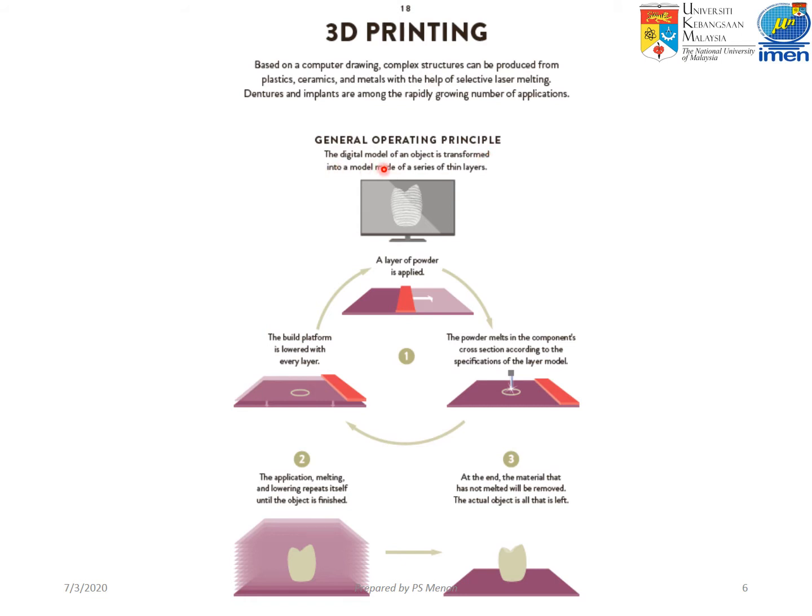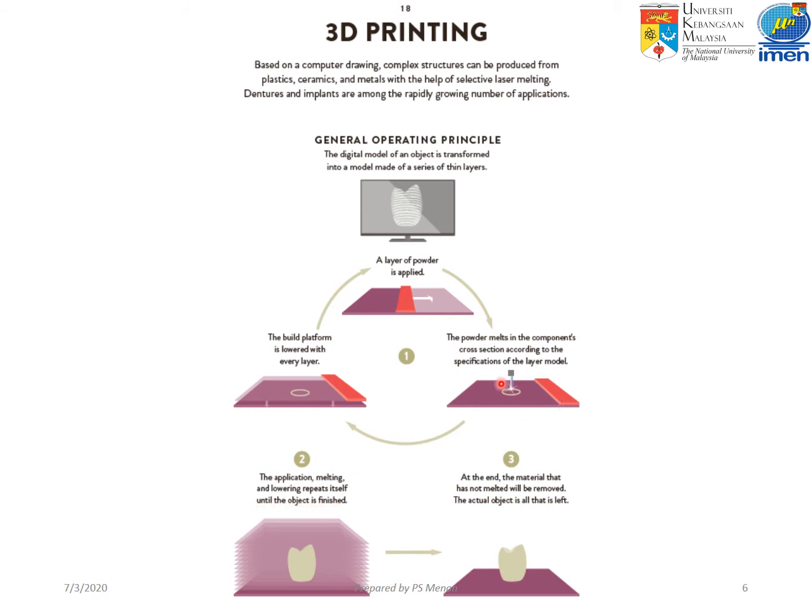The digital model of an object is transformed into a model made of a series of thin layers. First of all, a layer of powder is applied. The powder melts in the component's cross-section according to the specifications of the layer model, and then the build platform is lowered with every layer. The application, the melting and the lowering repeat until the object is finished.